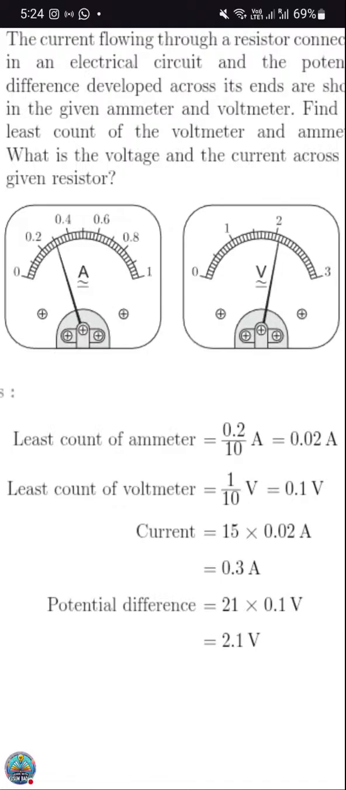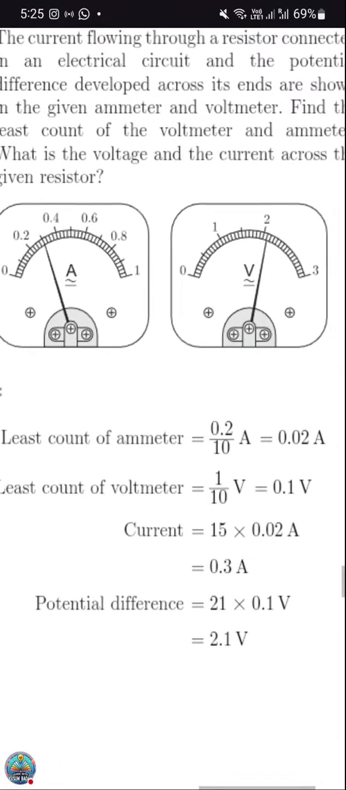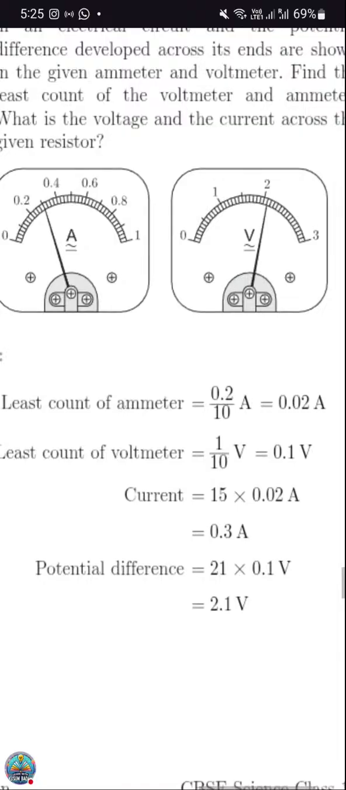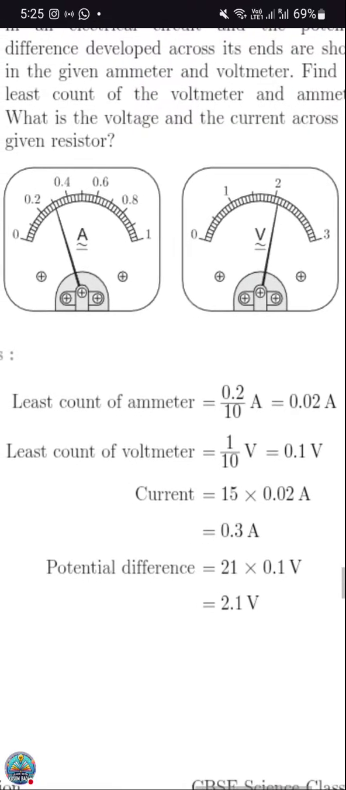The current I, so here the current we are finding, is V upon R. So we multiply 15 with 0.2. Ammeter reading with 15.